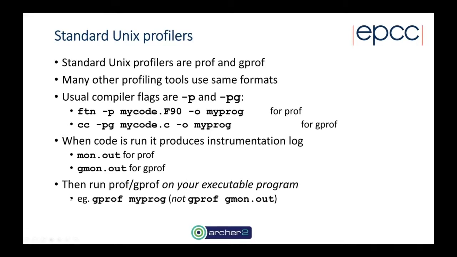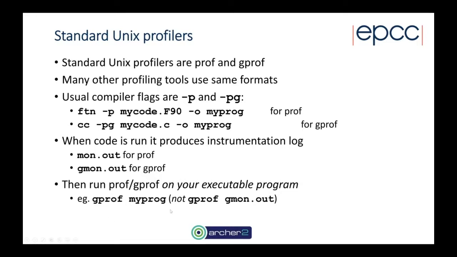So you compile like this with a -pg flag everywhere you want to profile. And then you run your program as normal. And when it runs, once it's finished, if you compiled with -pg, you get this file called gmon.out. If you compiled with -p, you get this file called mon.out. And then you can view the data in those files using this program called gprof.